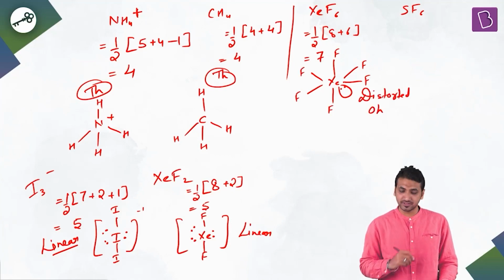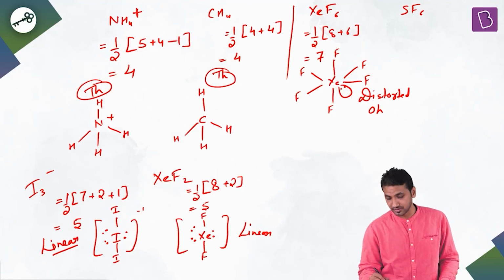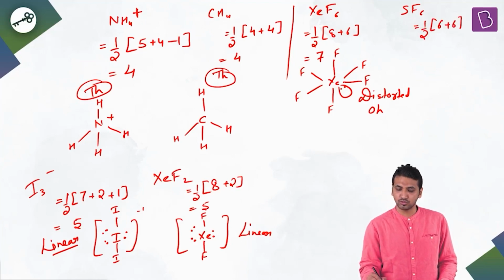Right? XeF6. Let's check for SF6. It will be 1/2. Sulfur has 6 valence electrons plus 6 monovalent fluorines, that is 12, divided by 2 is 6. There's a difference.